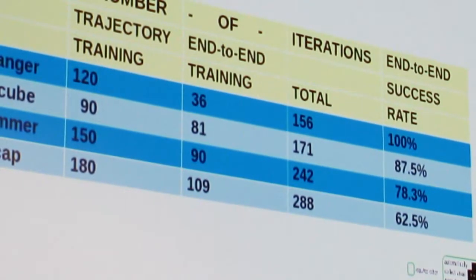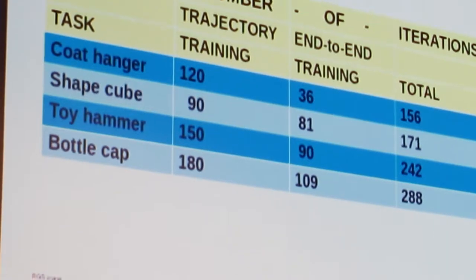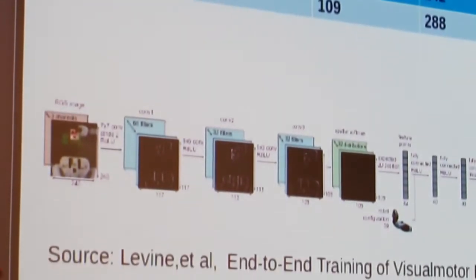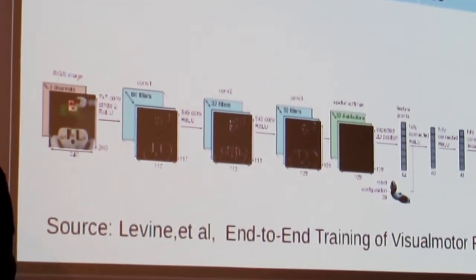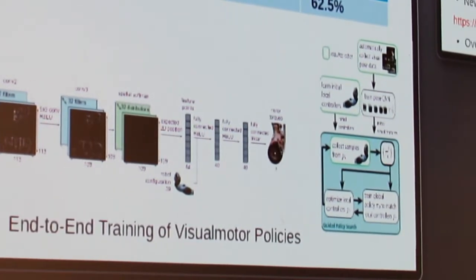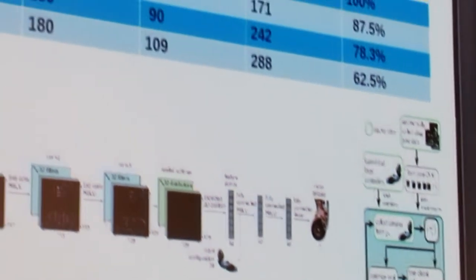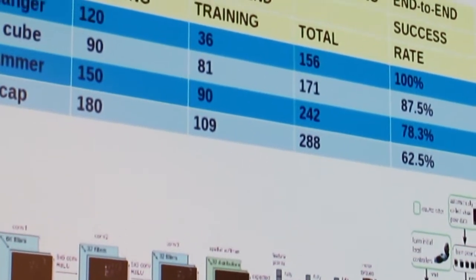But I'll give you an example. If you had a cube with a hole in it, and you had to put the peg inside the hole, and you used the MoveIt commands that I talked about earlier, it missed 100% of the time. You did that with neural nets, kind of combined the two, and it missed 100% of the time.